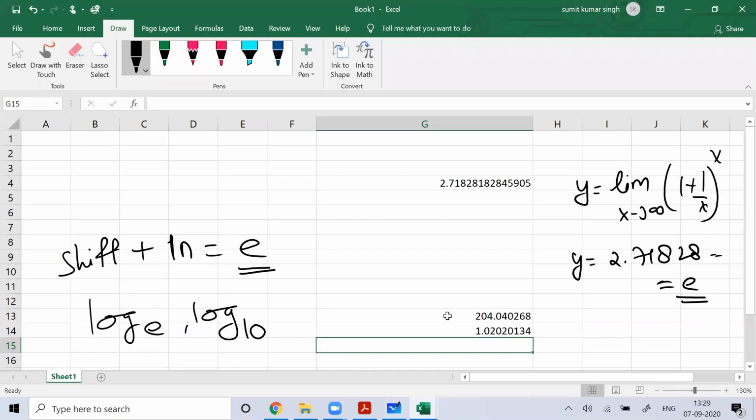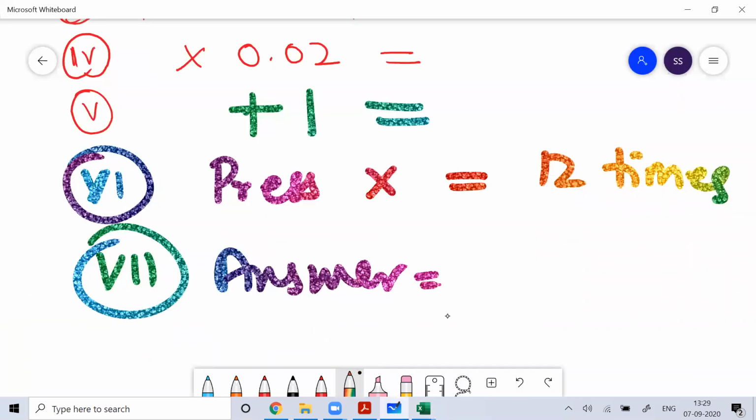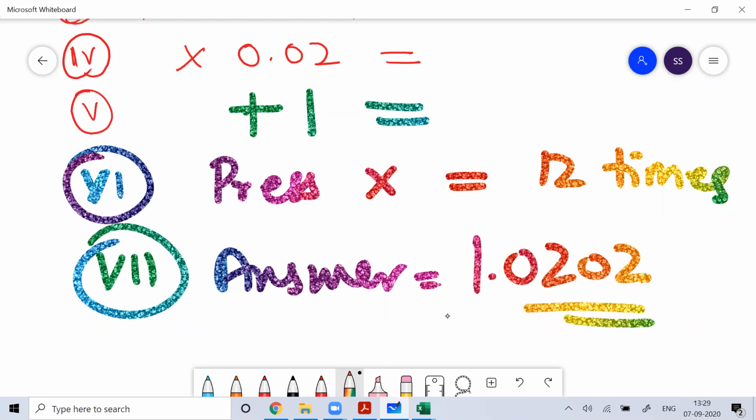The answer you'll get is, sorry, 1.0202. So now in the 7th step, you got the answer 1.0202. Once you get 1.0202, multiply that with 200, and that is your answer.